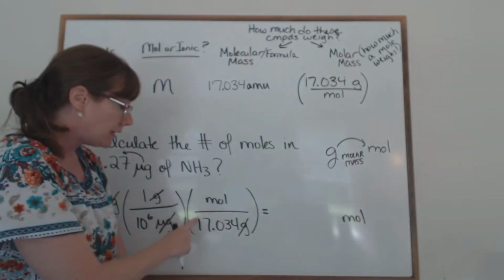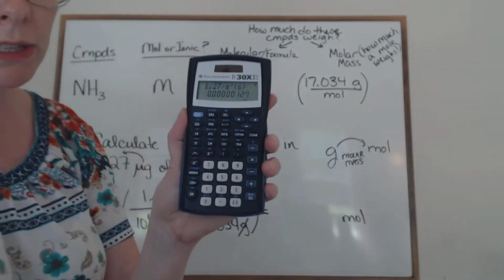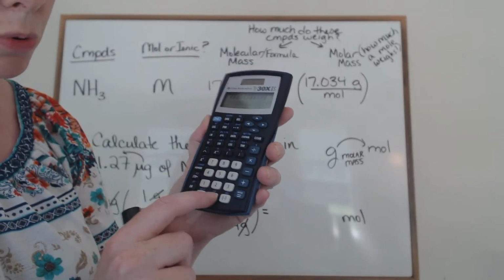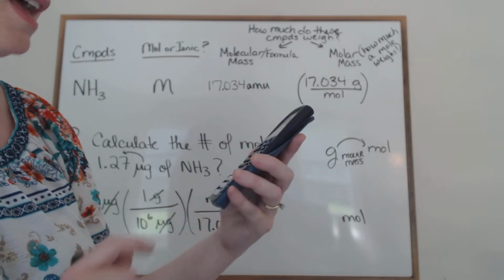And then I'm going to divide again by 17.034. So this is the previous number that I had. Now I do divide by 17.034. And I'm getting a number.